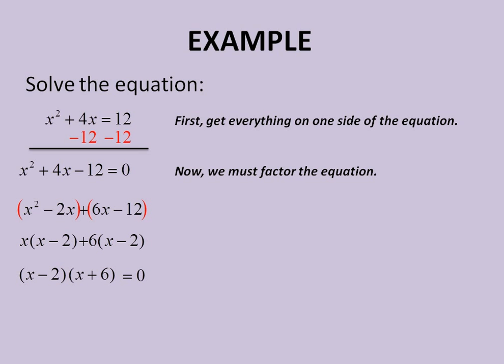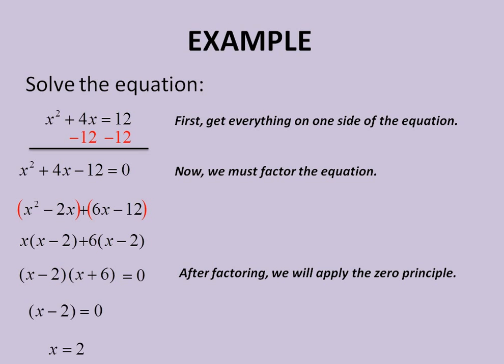Now that we've got this factored out, we're going to jump into using what we called the zero principle earlier, by setting each factor, x minus 2 and x plus 6, equal to 0. So we say x minus 2 equals 0, and that of course would be solved by getting x equals 2. Then we would set the other factor, x plus 6, equal to 0, and to solve that for x, we would subtract 6 over, and we would get x equals negative 6. So we have the solutions, our two solutions, would be x is equal to 2 or negative 6.